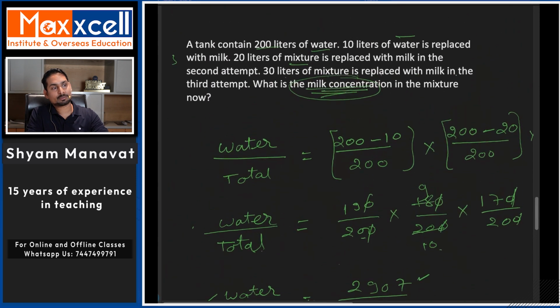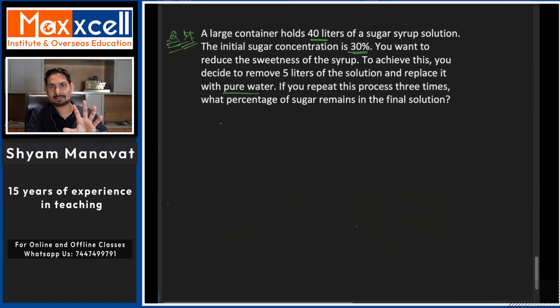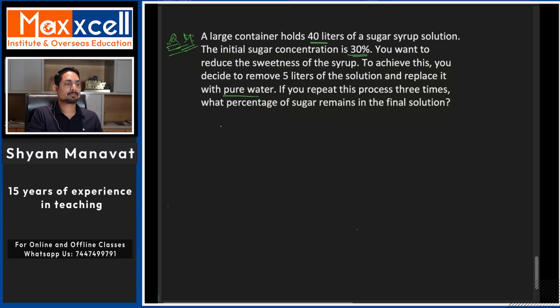When you have to replace, what do we do? X minus y upon x, right? Where x is the initial quantity, which we want to keep in mind. So 5 liters of the syrup is being replaced with pure water. If you repeat this process 3 times, what percent of the sugar remains in the final solution? So how many times do you have to repeat? 3 times.